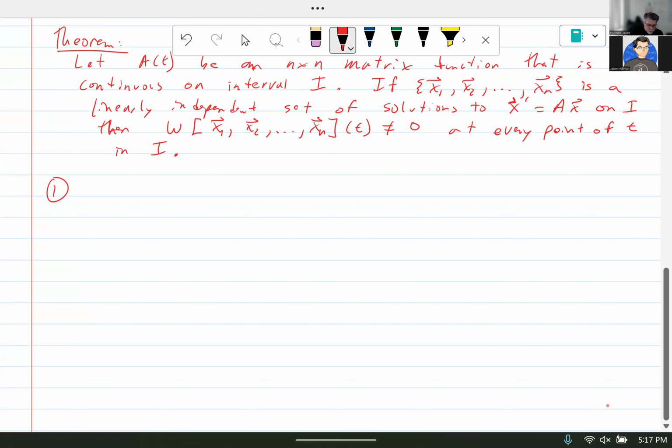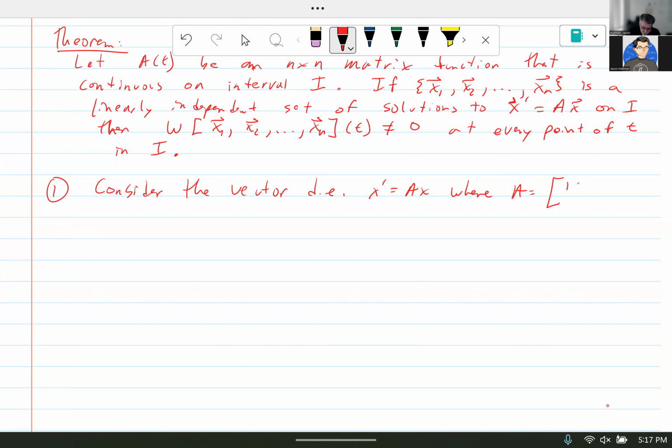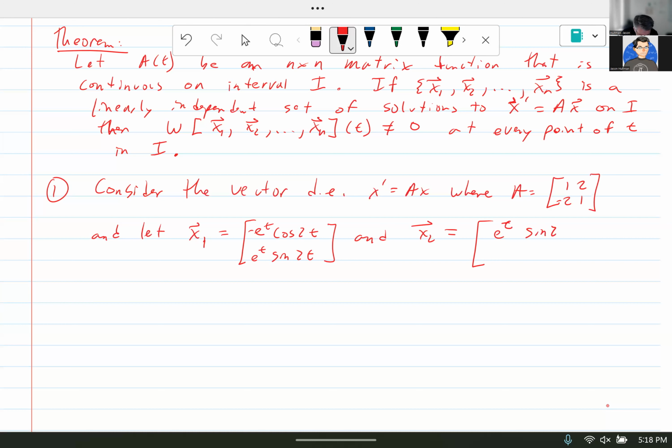Okay, let's do an example. Number 1, consider the vector differential equation x prime equals Ax, where A is equal to 1, 2, negative 2, 1, and let x1 equal negative e to the t cosine 2t and e to the t sine 2t, and x2 be equal to e to the t sine 2t and e to the t cosine 2t.